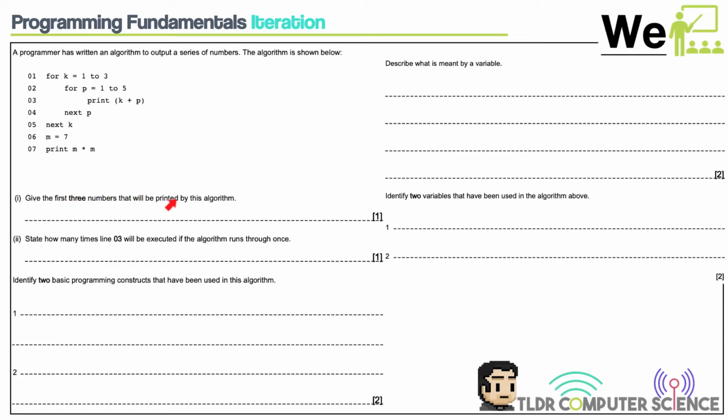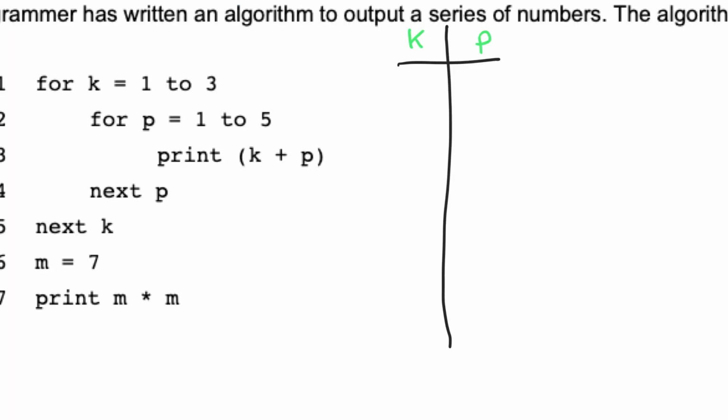Given the first three numbers that we printed by this algorithm, we did for k is 1, p is 1, print k plus p. In fact, let's do a little trace table so we can see what's going to happen here. So we've got k, then we've got p. I've made this way too big, so let me back up. Let's do a little trace table, keeping track of the values. The first time around, k is 1, and p is 1.